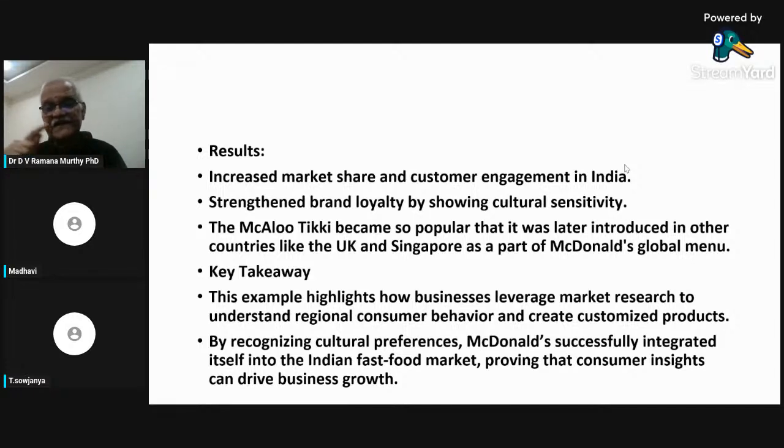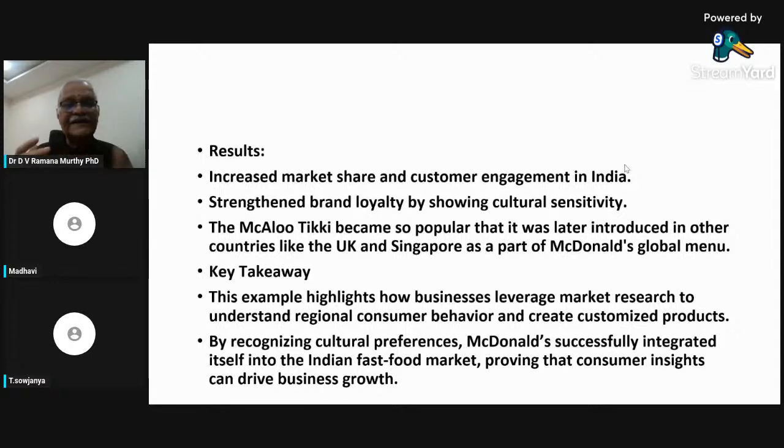Increased market share and customer engagement in India for McDonald's, mind it. First important result, observation. Second, they strengthened brand loyalty by showing cultural sensitivity. Note here, India is a museum of different types of people. There are different types of cultures we have, diversified things. So McDonald's strengthened brand loyalty by showing cultural sensitivity by supplying different food stuff in different regions. It's something interesting, isn't it?